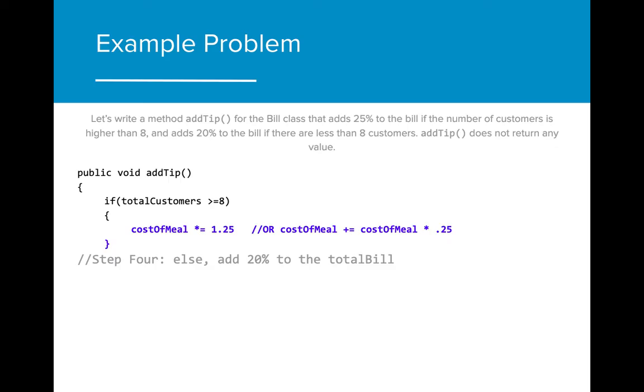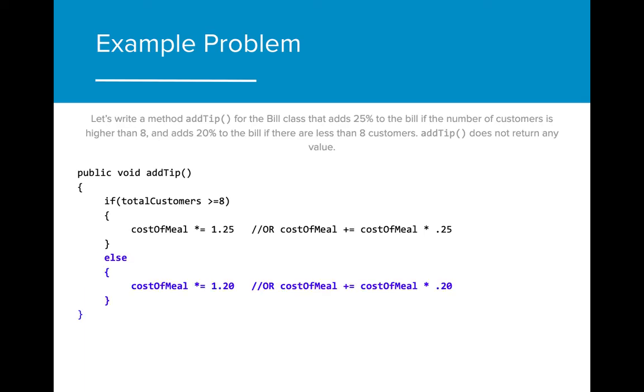We can do that by multiplying the existing value by 1.25, or taking the existing cost of the bill and adding an additional 25% of that bill. Finally, we want to add the else statement. This means that if the total customers is less than 8, the cost of the meal will increase by 20%. We can add 20% by either multiplying the existing value of cost of meal by 1.2 or by adding 20% of cost of meal to cost of meal.